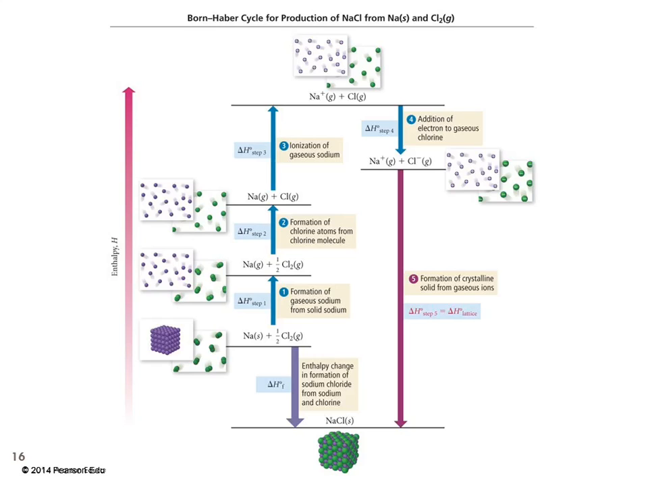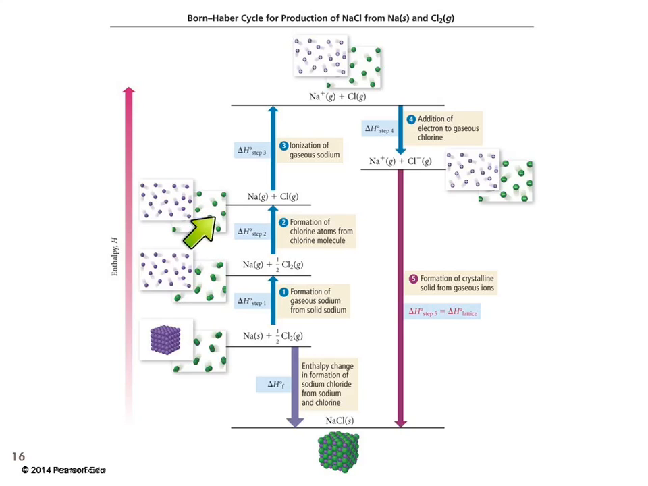So here is a Born-Haber cycle for the production of sodium chloride from sodium, the element in its solid state, and chlorine as an element in its gas state. The potential energy of the individual elements is higher than of the compound. So down here is the sodium chloride solid. That's our product.